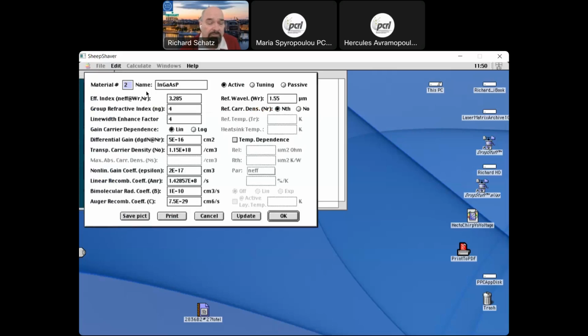Right now, I have different predefined materials. I have indium gallium arsenide phosphide here. Here is some tuning material. I have air. You can define your own materials here and use them in the structure. It's possible to turn on temperature dependence here by just clicking here. Now I don't include temperature dependence to start with.